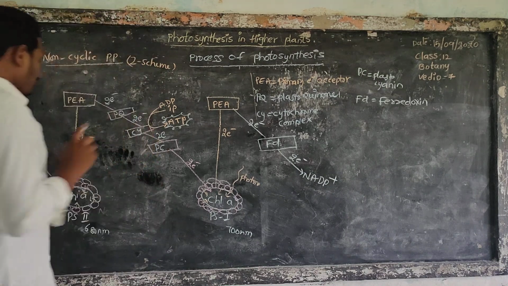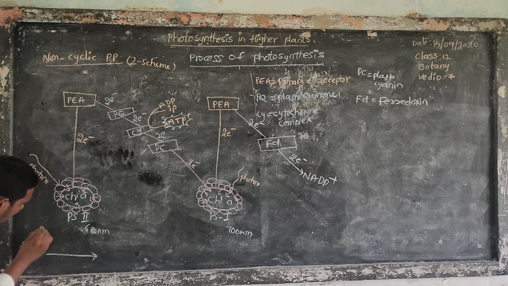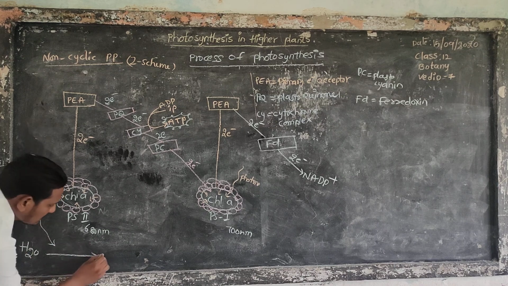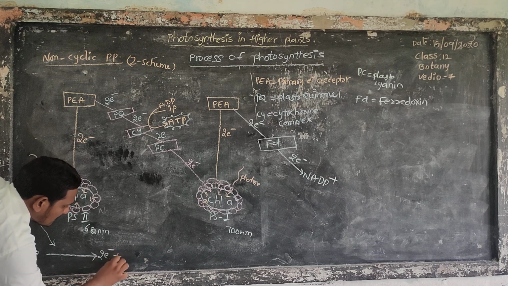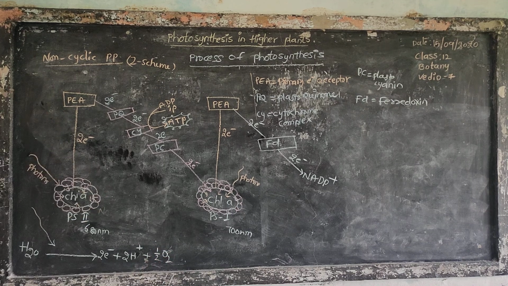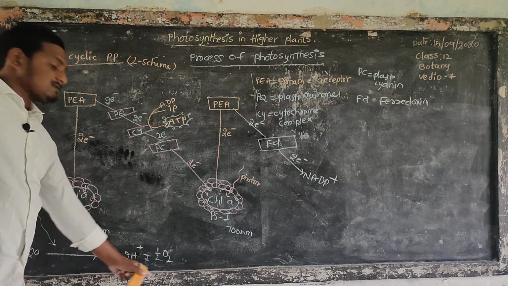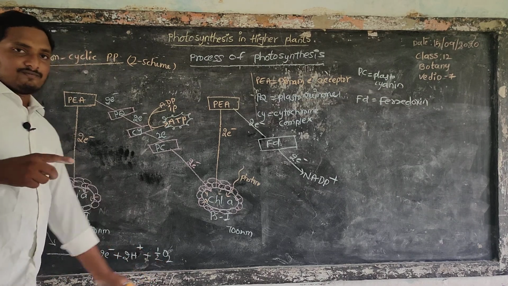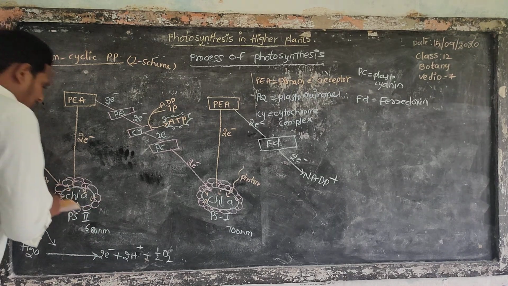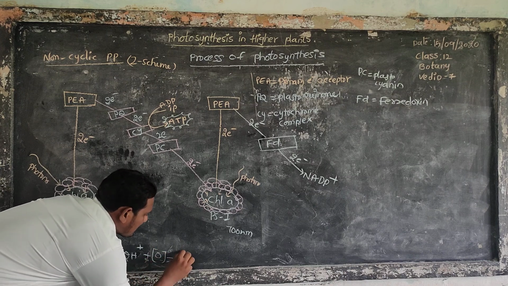Next, one more thing here, we are talking about photolysis of water. It means water splitting. H2O, with the help of sunlight, splits into 2 electrons plus 2 protons plus half oxygen. Generally we are talking about half oxygen only. And one more reaction takes place: half added with half is equal to 1. It means we write O. Oxygen is a byproduct.